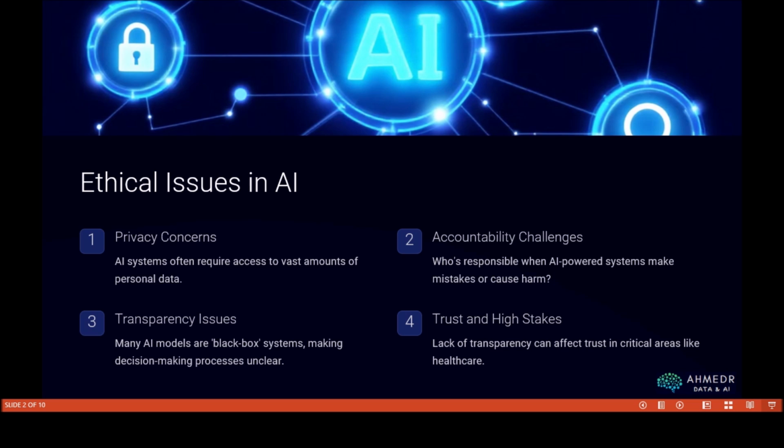Next is accountability in AI systems. Another major issue is accountability. As AI systems are given more autonomy, we must ask who is responsible if something goes wrong. For example, if a self-driving car causes an accident, should the manufacturer or the developer or the car itself be held accountable? These questions are central to ensuring that AI systems are used safely and ethically.